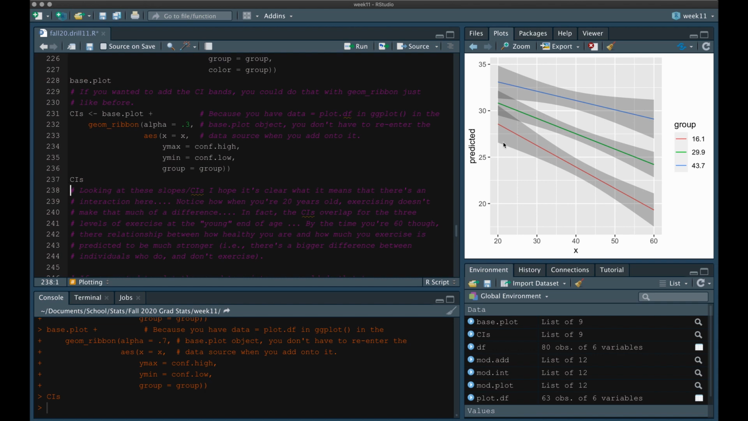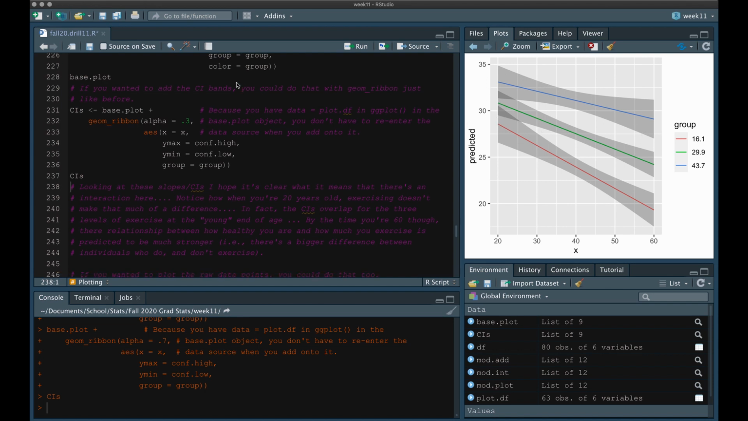When you have a 20-year-old, they're going to be pretty healthy, regardless of how much they exercise. That's just how the human body is. By contrast, once you're 60 years old, there's a big difference between people who exercise a lot and who don't. If you don't exercise, you are predicted to have a health score substantially lower than somebody who exercises the average amount, or especially somebody who exercises more than average. So that's what this interaction means.